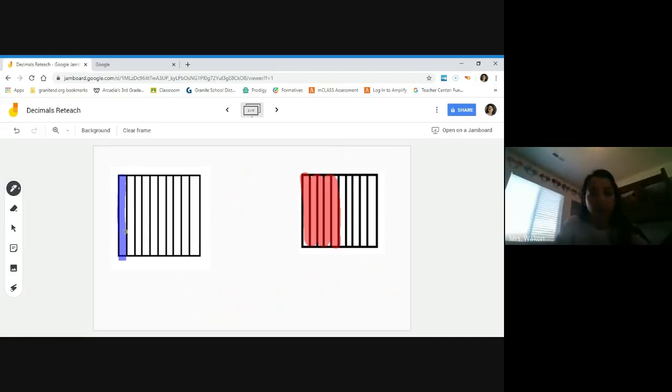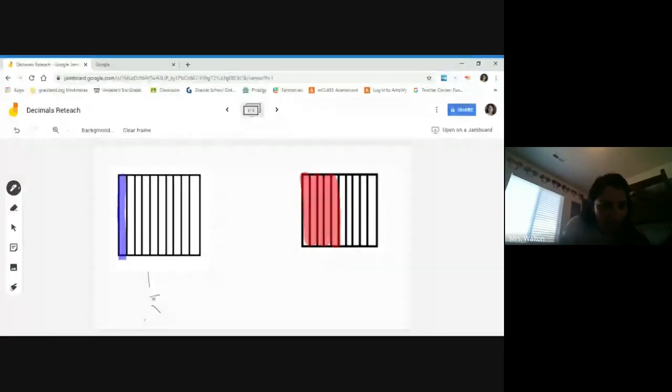So this blue one right here, we've got 1/10. 1/10. And that's also written like this, decimal, and then a 1/10. And we're comparing it to 1, 2, 3, 4, 5/10.